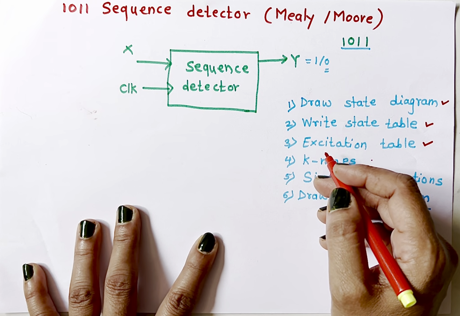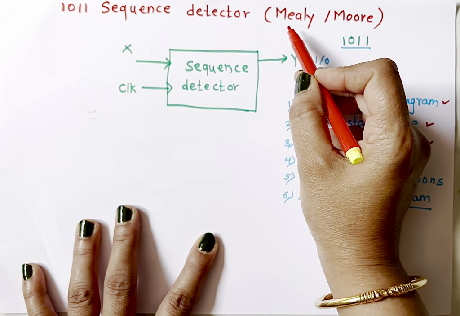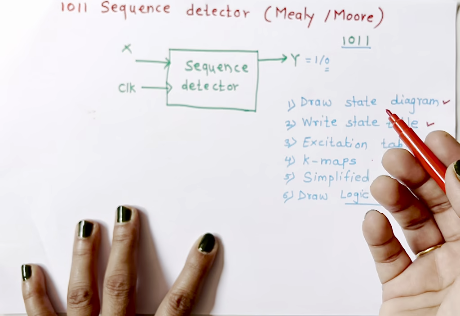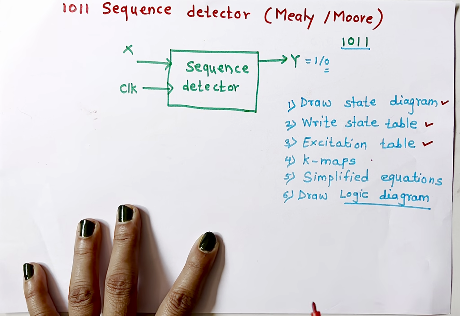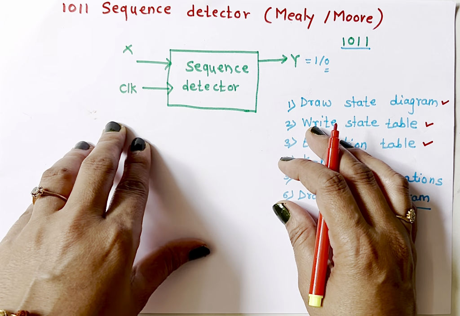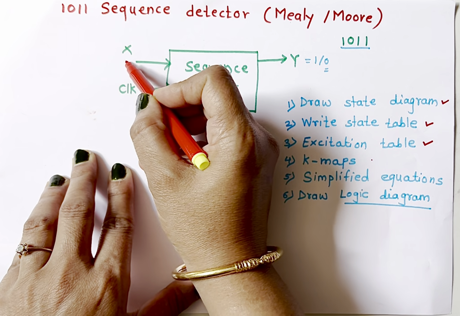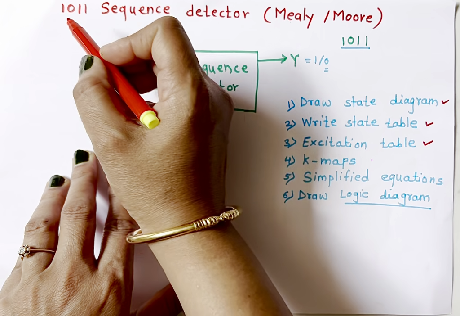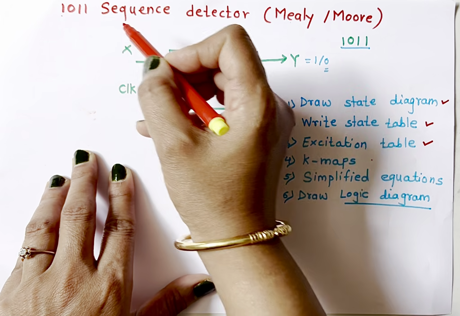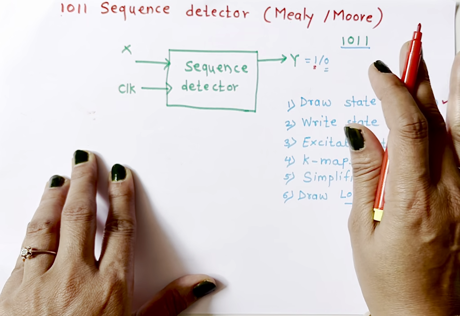In this video, I'll tell you how to design a 1011 sequence detector using Mealy FSM, and in the next video, I'll describe the same 1011 using Moore FSM. So basically, a sequence detector is a circuit which detects incoming bits. If the incoming bits come as per our expectations, like here the expectation is 1011, then it will generate output 1, else the output will remain 0.